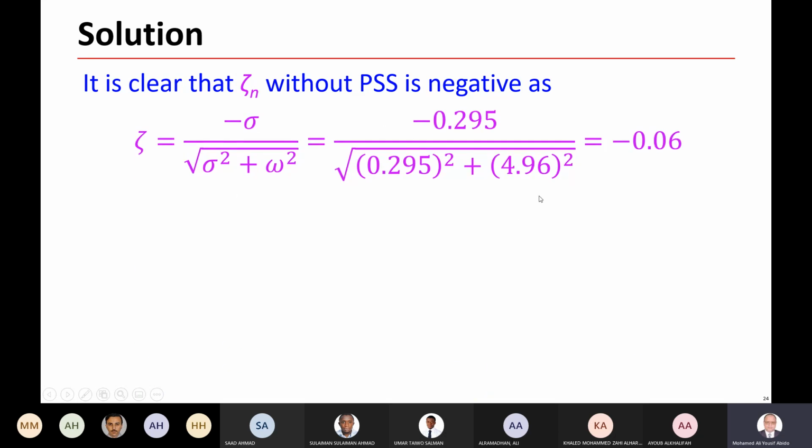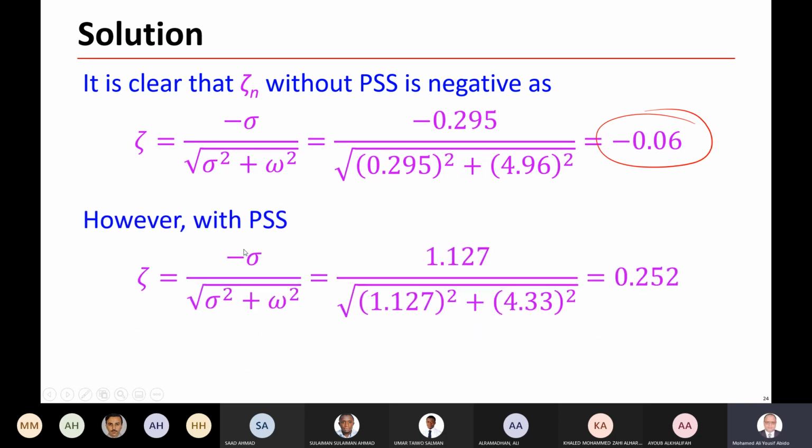So this is the open loop. You can see the eigenvalue is negative. System is unstable for open loop. For closed loop, after designing the power system stabilizer, the damping coefficient becomes 0.25. Of course, you set it at the beginning equal to 0.3, but after designing the power system stabilizer, you have it 0.25, which is acceptable. And there is no big issue here.